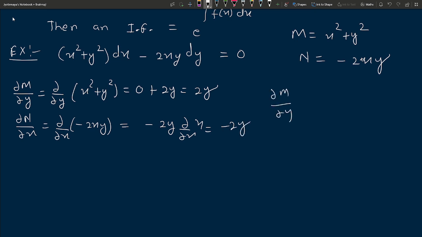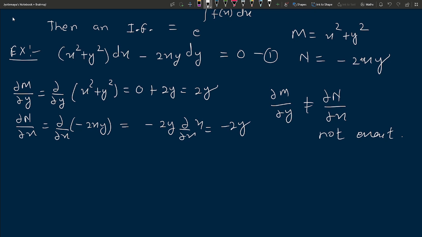So del M by del y is not equal to del N by del x. So the equation is not exact. Call it equation 1. 1 is not exact. Now this does not belong to form 1 or form 2. You can verify form 1, but this is not a form 2 question. Clearly form 2 does not fit here. Form 1 you can verify, but I don't think it will come under form 1.